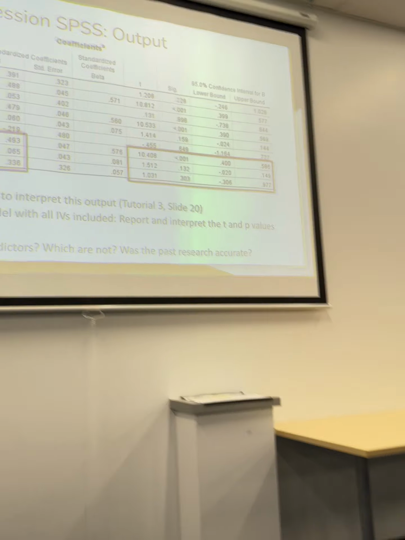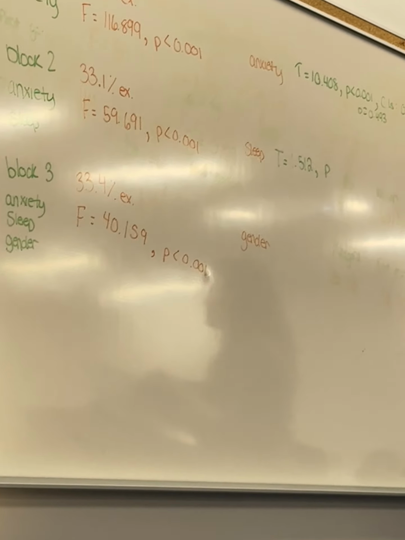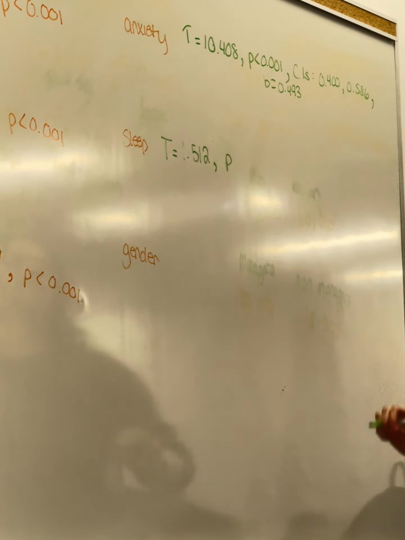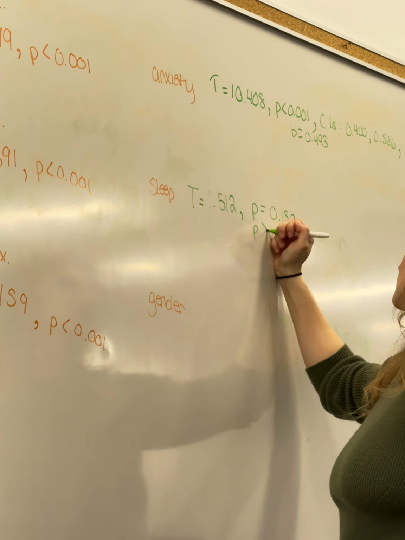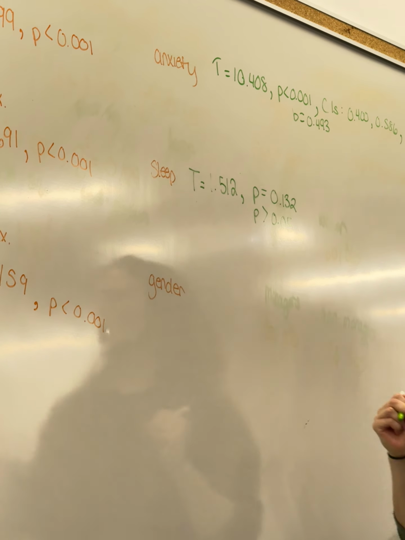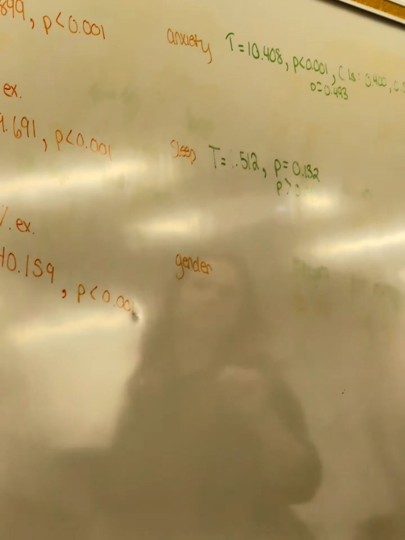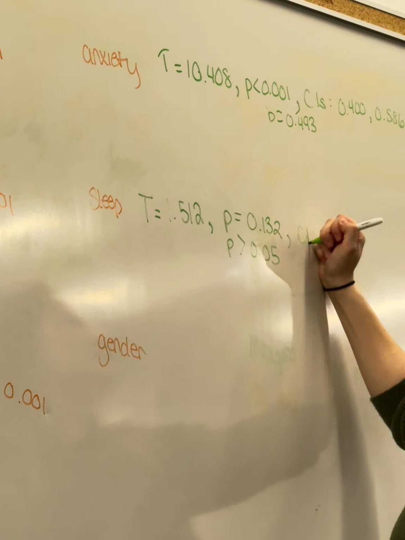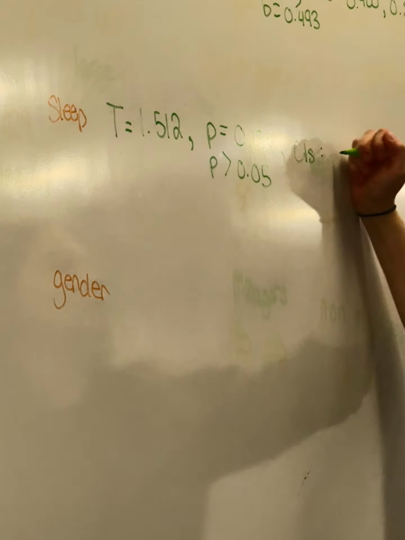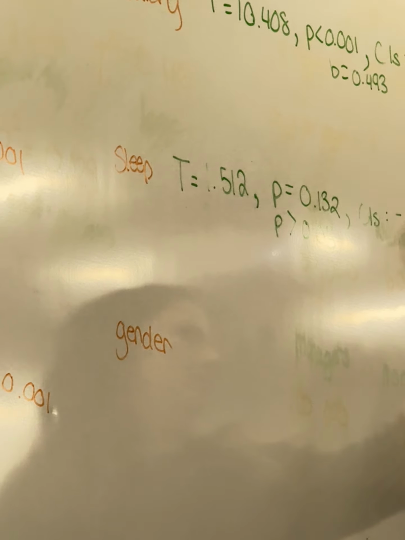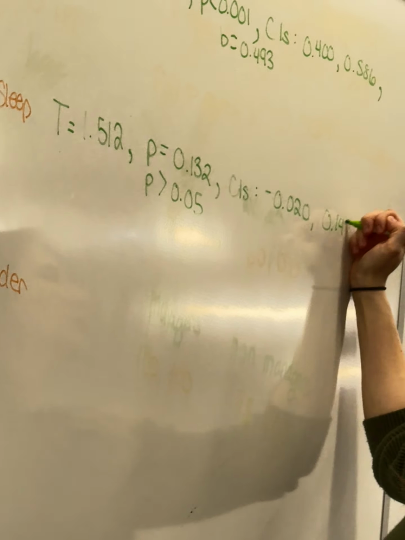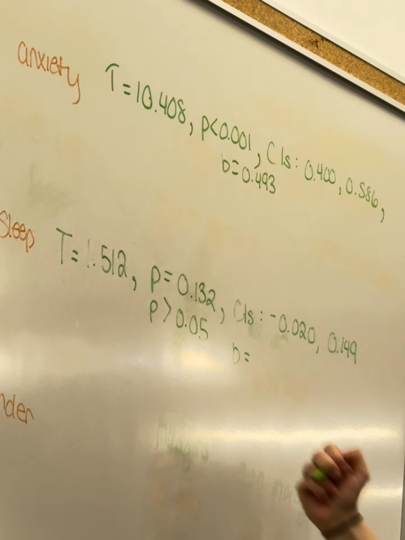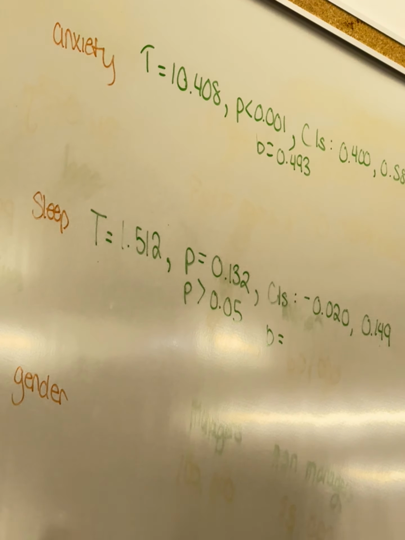Okay, P-value. What you'll notice is P for this one is 0.132. That is bigger than 0.05. You can either write it as P equals 0.132 or P is greater than 0.05. Synonymous, doesn't matter, do what's best for you. You have your CIs, which is negative 0.02 and 0.149. And then a beta value of 0.065.